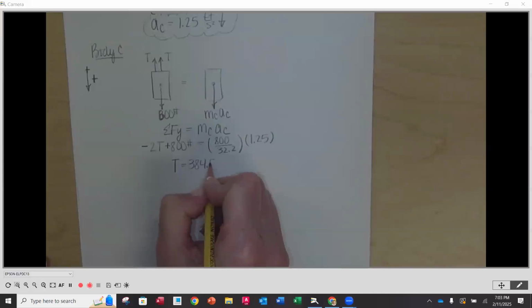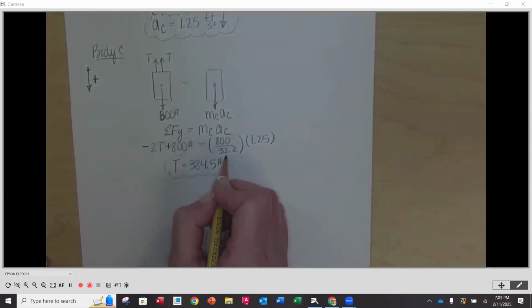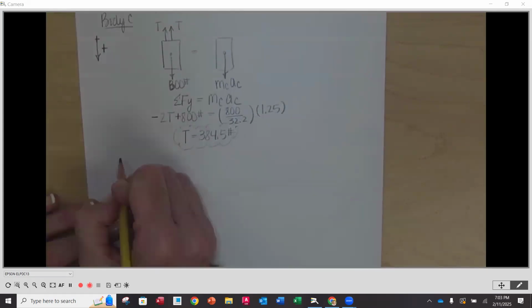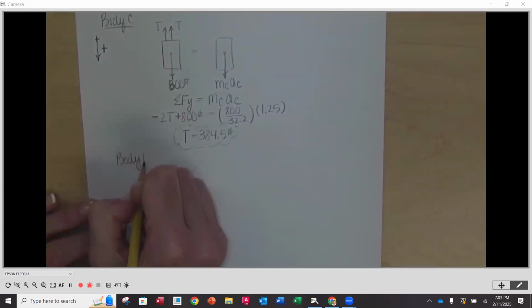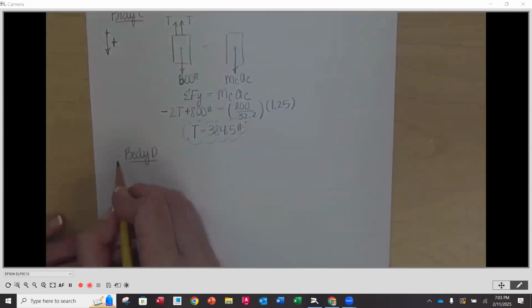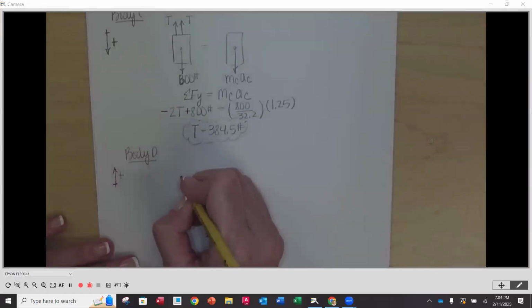Yep, 384.5, and that's going to be pounds. Okay. So now that's the tension in the cable that goes from the left-hand side of D to and through our weight C. Now we're going to do the very same thing, and we're going to look at body D, our dumbwaiter. This time, because the direction of motion is going up, we're going to go back to a positive direction going up. Kind of back to the normal, if you would.